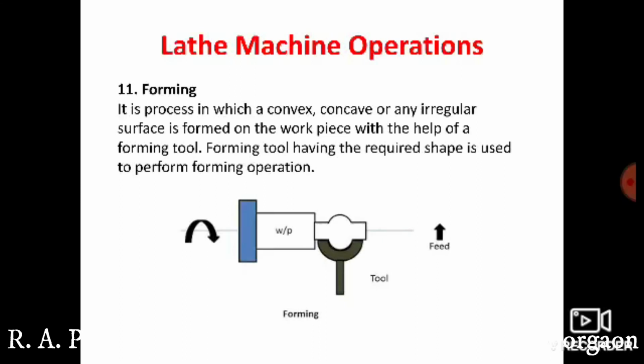So it is a process in which convex, concave and any irregular surface is formed on the workpiece with the help of a forming tool. A forming tool having the required shape is used to perform a forming operation. Okay, so this is forming operation, and here also the feed is given perpendicular to the axis of the lathe.